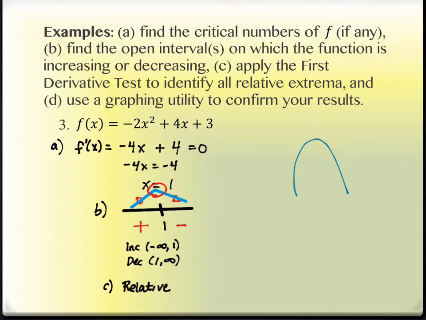You saw that happen back in section 3.1. But that's not what the first derivative test gives us information about. It tells us only about relative or local maxes and mins. So this is a relative or a local maximum. So it's a relative max.